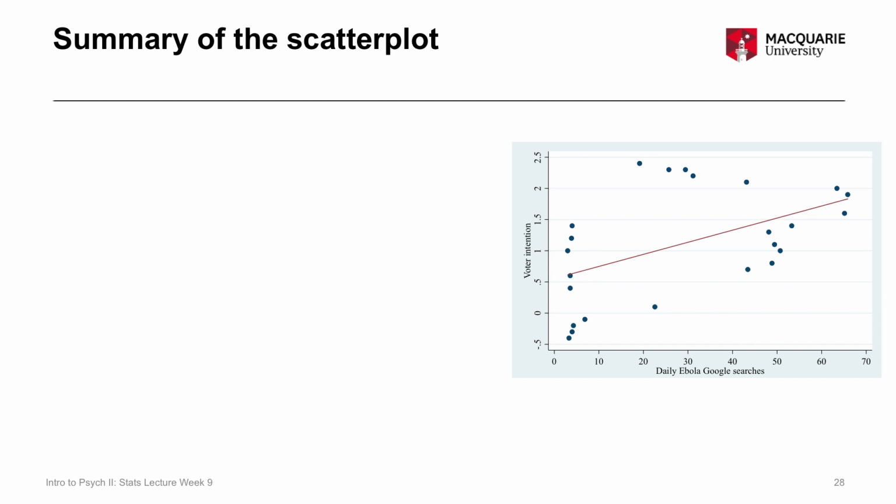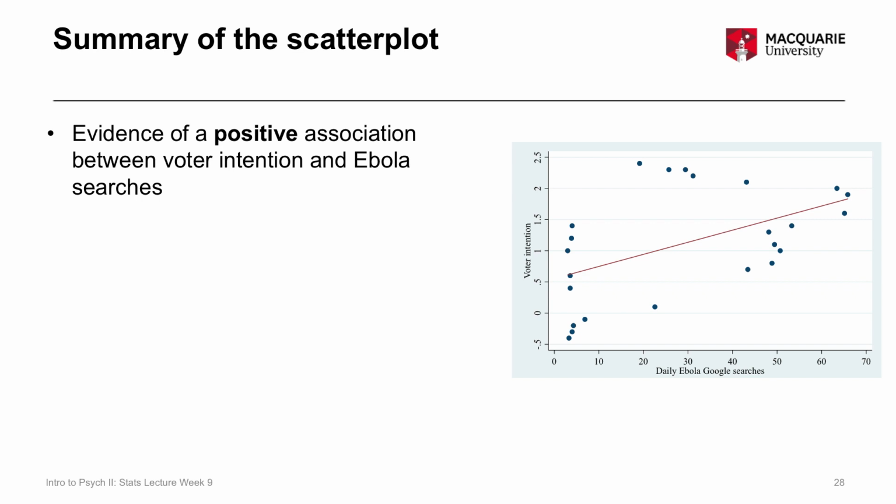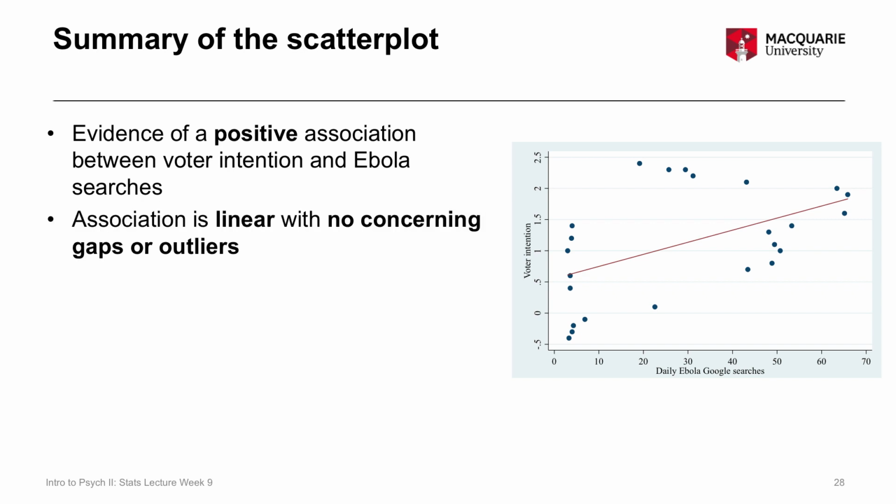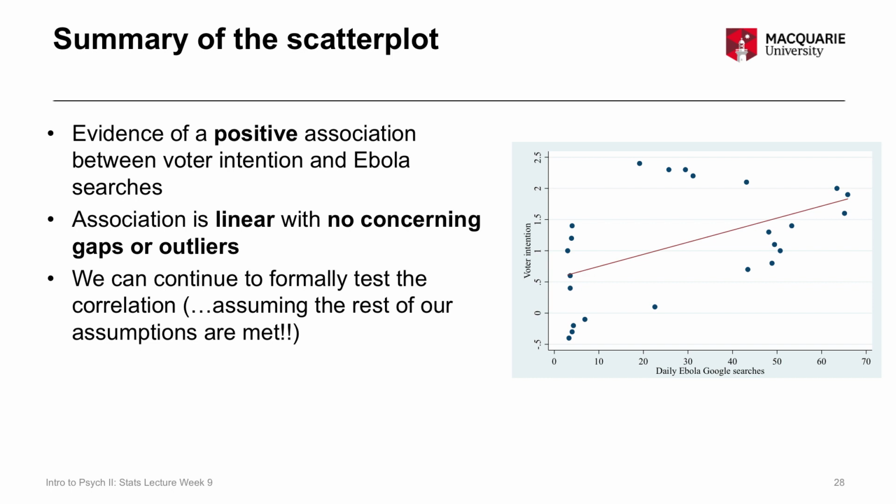So in summary, what we found from this particular scatter plot is that there's evidence of a positive association between conservative voter intention and Ebola searches. And our association is linear with no concerning gaps or outliers. And remember, those were the most important things that we needed to check from this particular scatter plot, because those are the things that related to our assumption testing. So linearity and the absence of gaps or outliers were two of our assumptions for a correlation. And we needed to check this before we could actually go on to run the correlation itself.